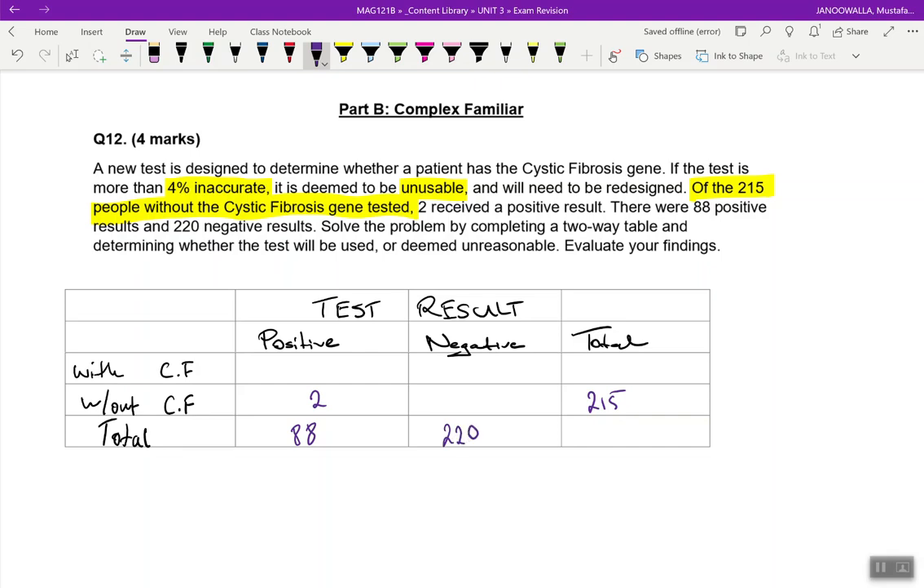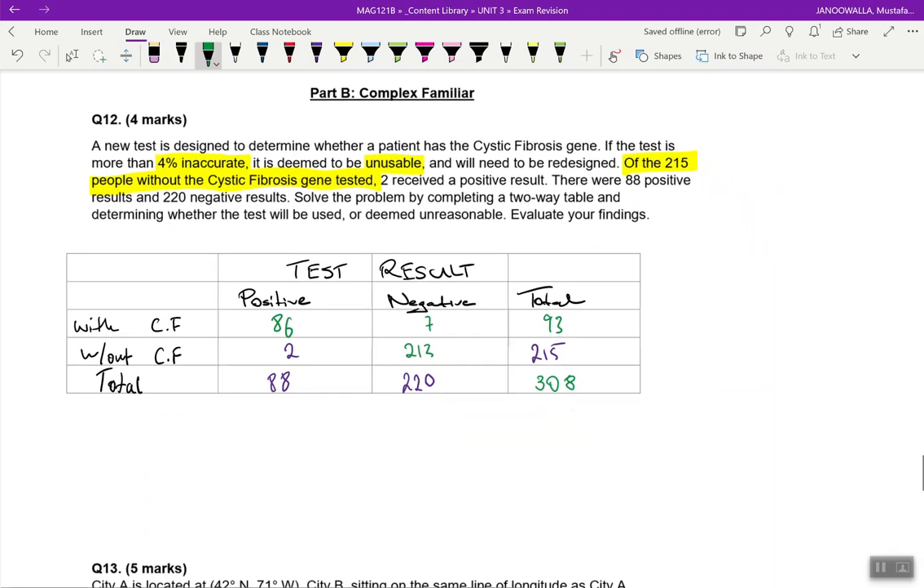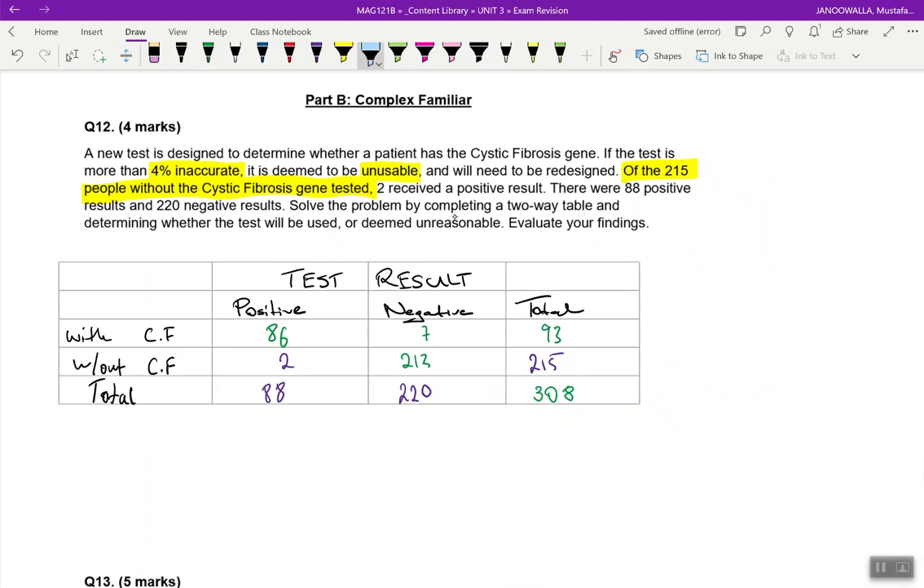Not so difficult. Then we just need to fill out the missing blanks there. We've got 86 plus 2 will give us 88. Here 213 plus 2 gives us a total of 215, and 7 plus 213 will give us 220. 220 plus 88 is 308, and 93 plus 215 is 308. So we've got our values in there, and so we've done one of the things that the question is asking, which is to complete a two-way table.